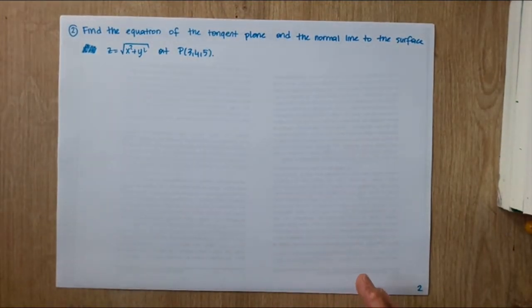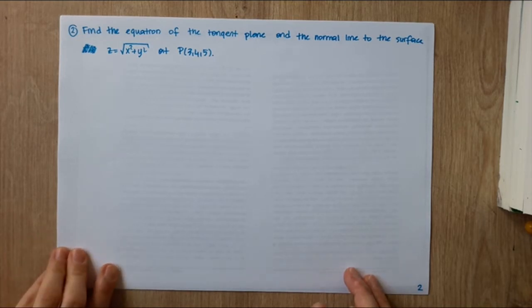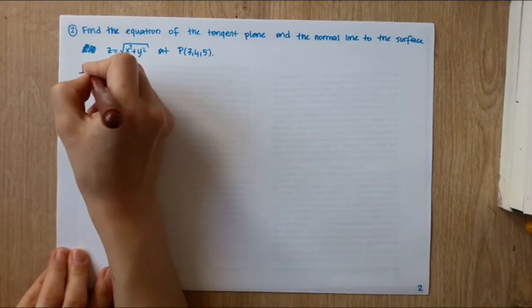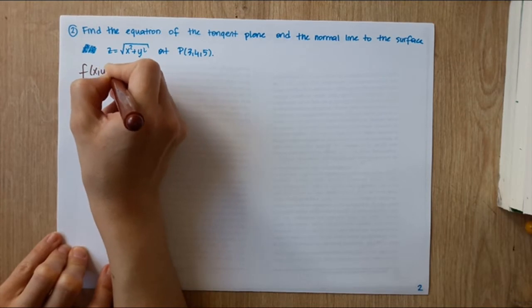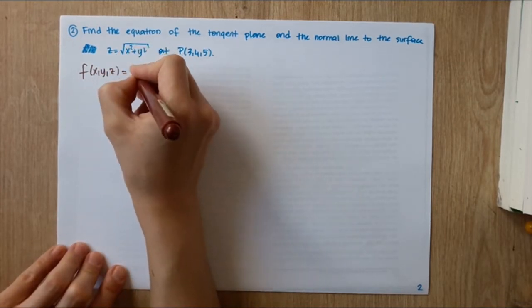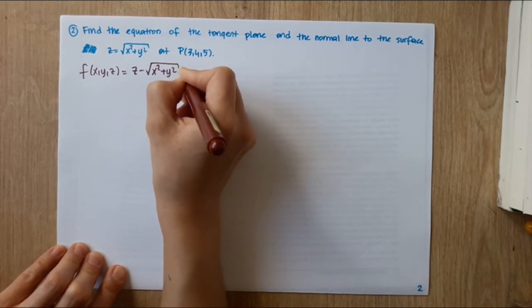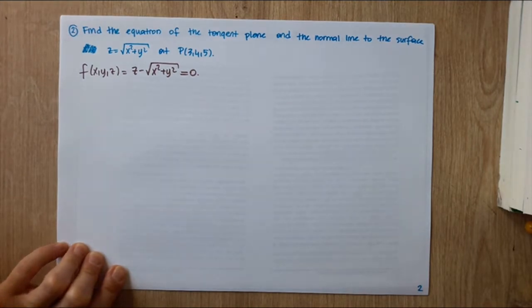Okay. Here again we want to find the tangent plane and the normal line to the given surface, and to do this, first of all, I will define my function f of x, y, z by taking the parts on the right hand side of the equality to the left. z minus the square root of x squared plus y squared equals 0. Okay, this defines the given surface.